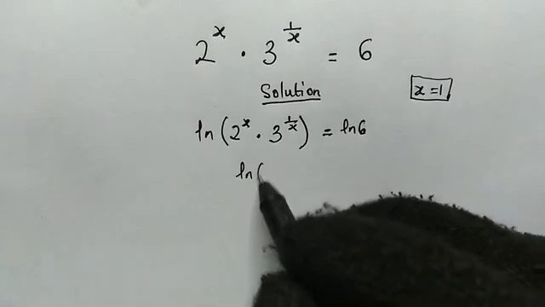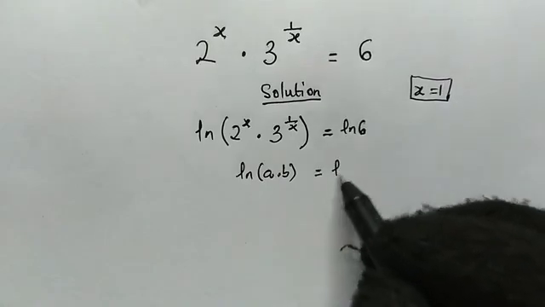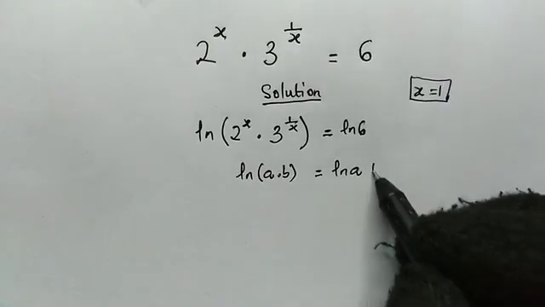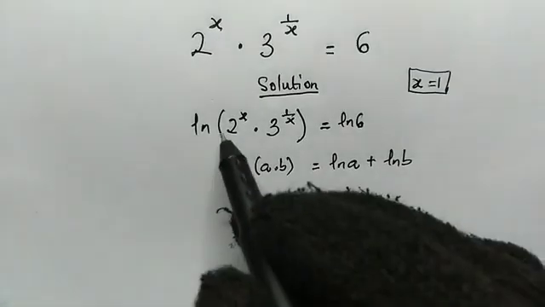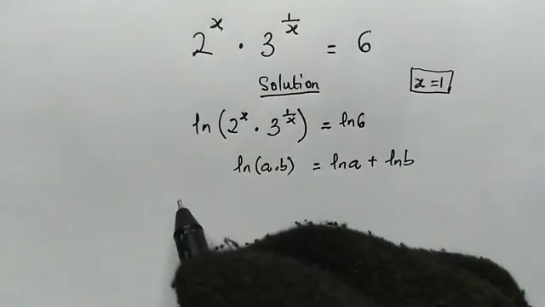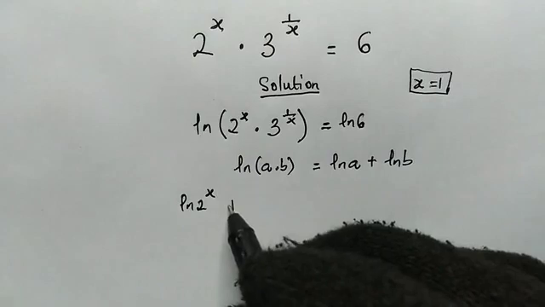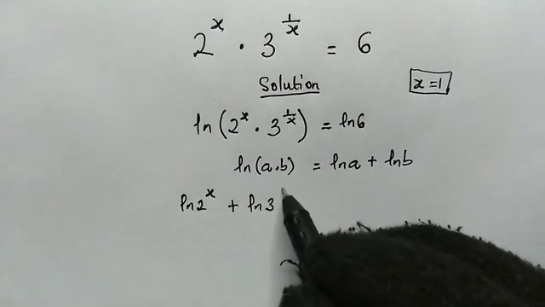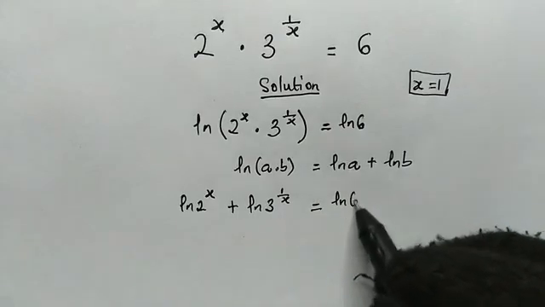When we have the natural log of a multiplied by b, this is same as the natural log of a plus the natural log of b. So right over here, make use of this property. That will become the natural log of 2 to the power of x plus the natural log of 3 to the power of 1 divided by x. Then this is equal to the natural log of 6.